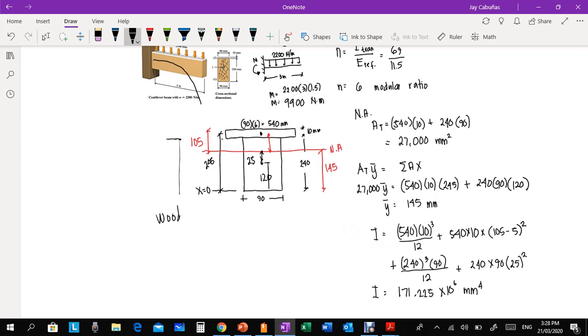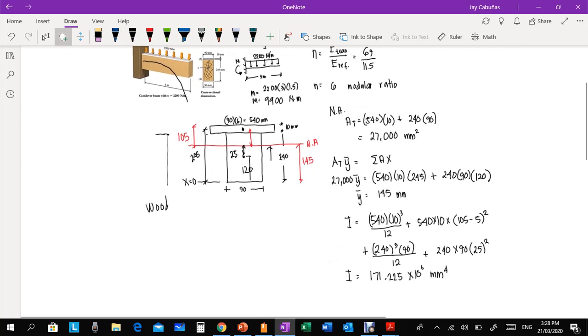However, since the question asks for the maximum, we look for the maximum C. Where is our maximum C for the wood? At the bottom, right? Because it is bigger, this is 145. So that is where we get the maximum stress. That is what we have.